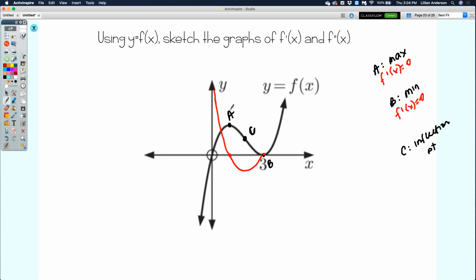We are decreasing from A to B, so that means we need to be below the x-axis. And then we're increasing from B into infinity, so that means we need to be above the x-axis. And this is the graph of our first derivative.